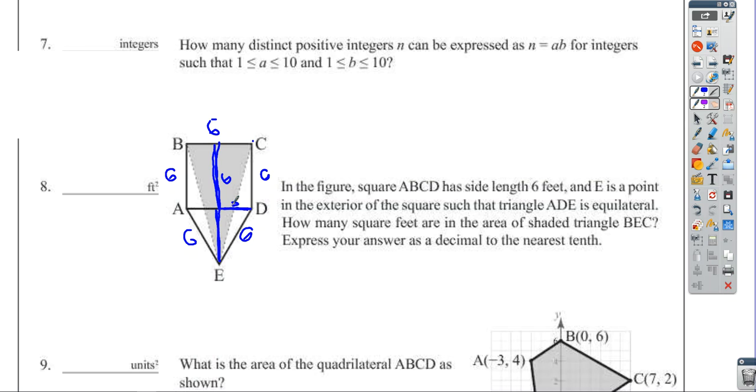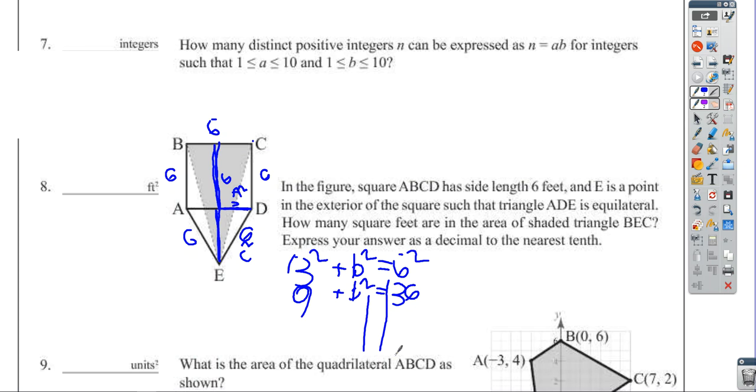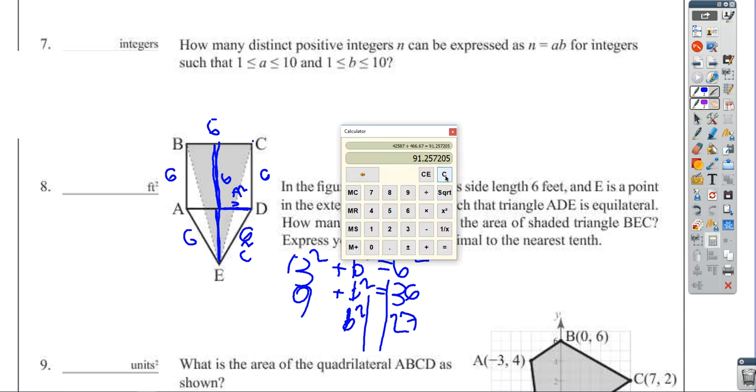So we know that a squared plus b squared equals c squared. This side will be c squared, and this side will be a squared. So we do 3 squared plus b squared equals 6 squared. So this would be equal to 36, and this would be equal to 9. Then we can just do train tracks. So we subtract 9, 36 minus 9 is 27. So b squared equals 27.